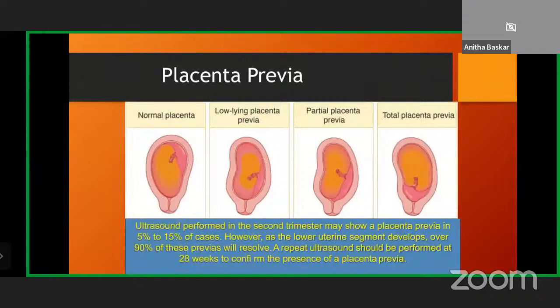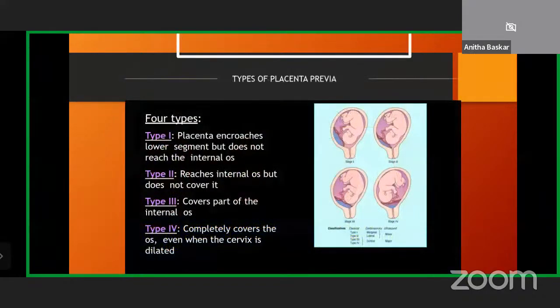These are the placenta previa types according to ultrasound. This is a normal placenta, and a low-lying placenta, where the edge of the placenta lies in the lower uterine segment within 2 centimeters of the internal os. Partial placenta partially covers the internal os, and this is total placenta previa, where it entirely covers the internal os. These are the recent placenta previa types: type 1, type 2, type 3, and type 4. It is already known. Here type 1 is very important, with the 2 subdivisions A and B, anterior and posterior.